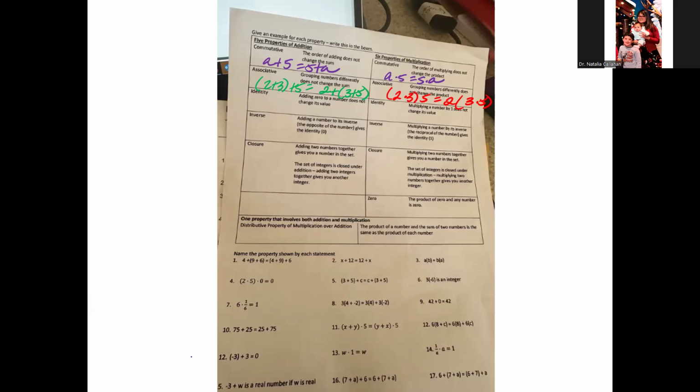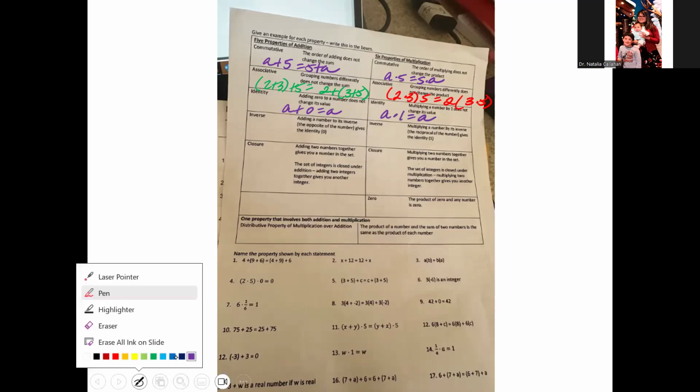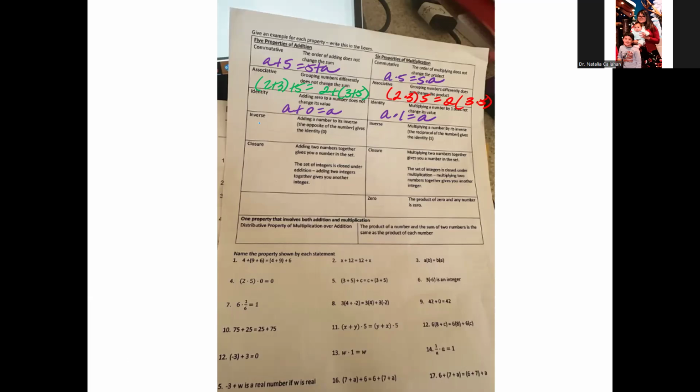Identity. A plus 0 is equal to a. Okay, and what will be the identity here? A times 1 is equal to a. Inverse. What did you use? Inverse: 14 plus negative 14 is equal to 0. Good. What did you do for the next one? 14 times 1 over 14 equals 1 times 1 over 14. Because of multiplication, remember? Yeah. But it's the same thing, same idea.